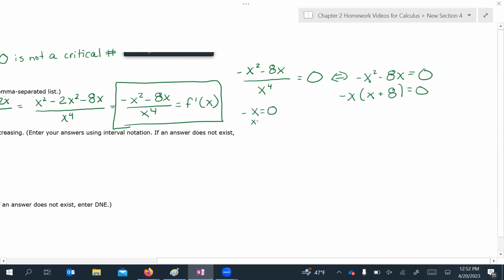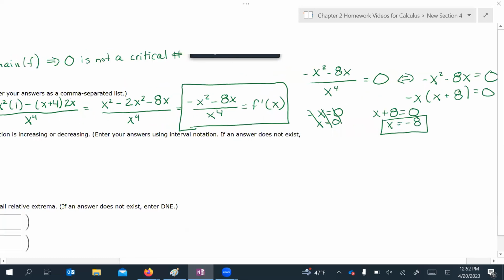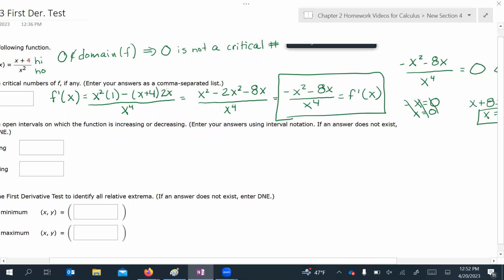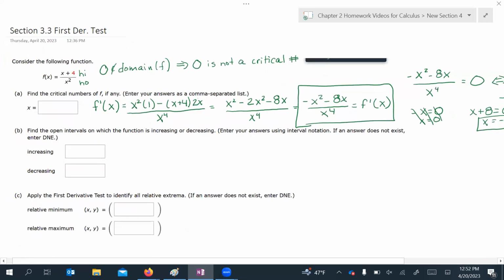However, x equaling 0, we've already said, it's just not one that we're considering. So then we have otherwise x plus 8 equals 0, or x equals negative 8. And so negative 8 is eligible to be a critical number, and it is in fact a critical number. So from there, we want to set up a table to find increasing and decreasing.